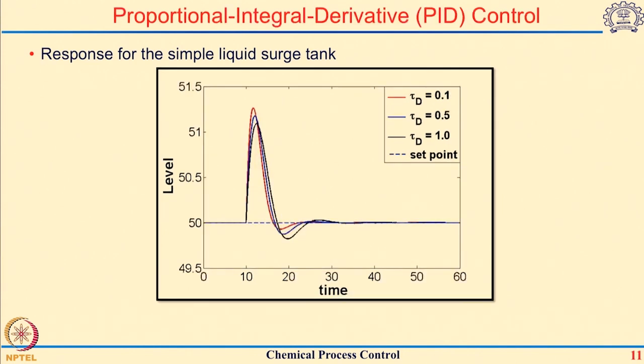And then we look at the addition of a derivative action. What this derivative action is going to do is bring down that peak value. So it is going to reduce the overshoot. By having an increased value of derivative action, we are going to get smaller overshoots.